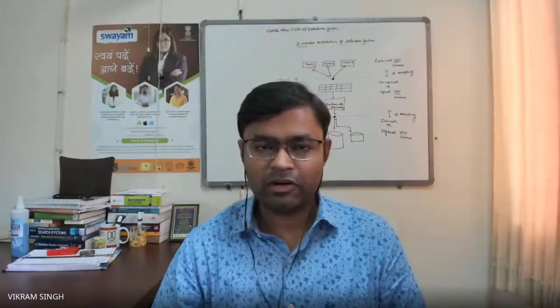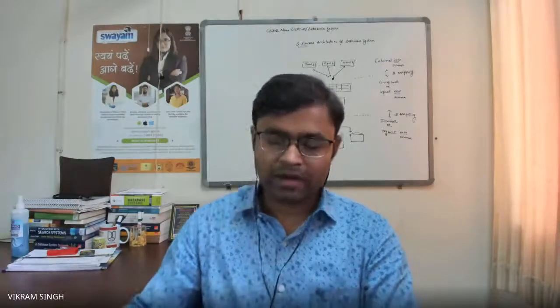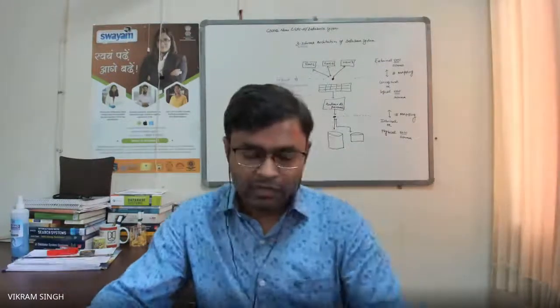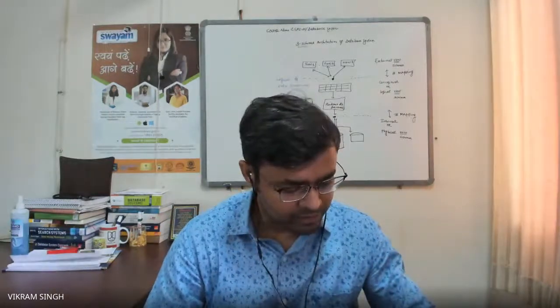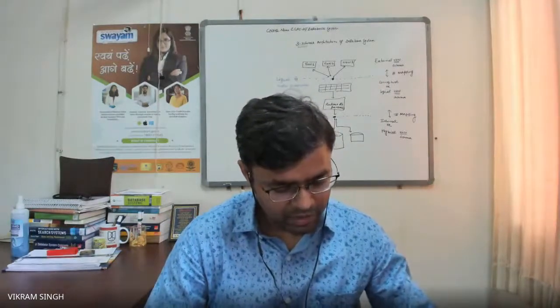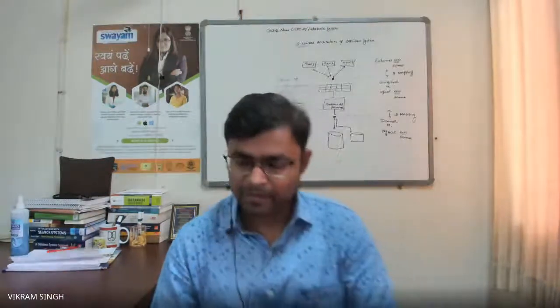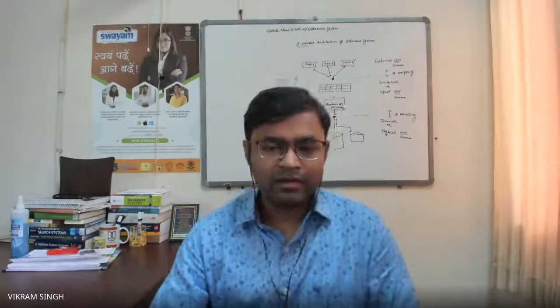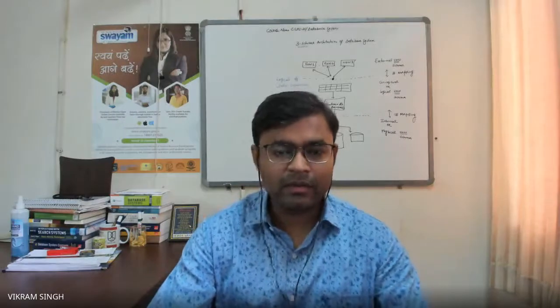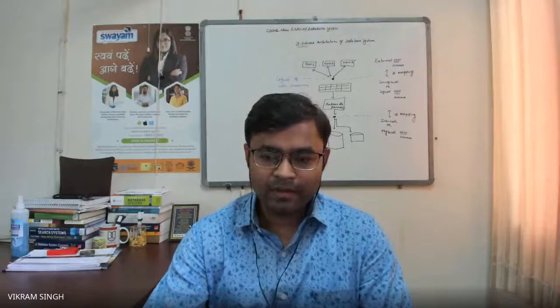Let me wait for your answers. Why in the dependent table we have got ESSN marked as a primary key? Let's respond to the question. Why in the dependent table is the ESSN marked as a primary key?